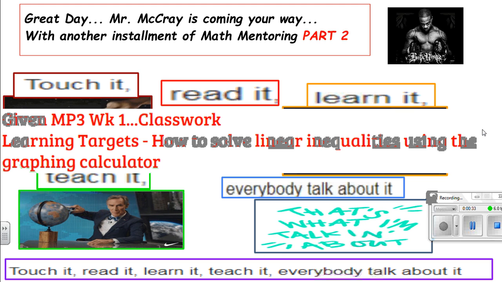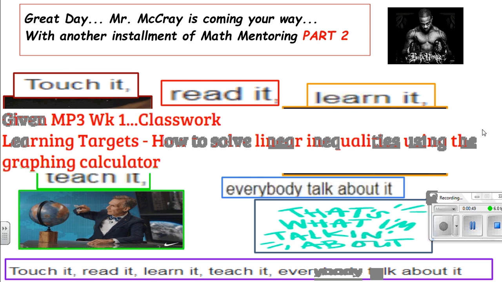Welcome back. We're going to go over how to solve linear inequalities using our graphing calculator. This is part 2. Let's get into it.